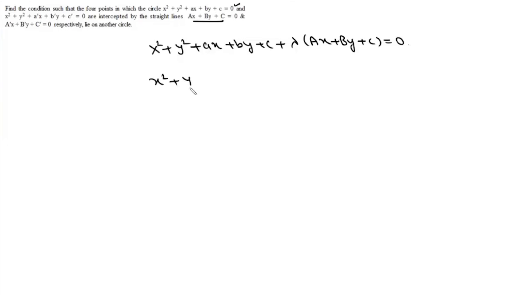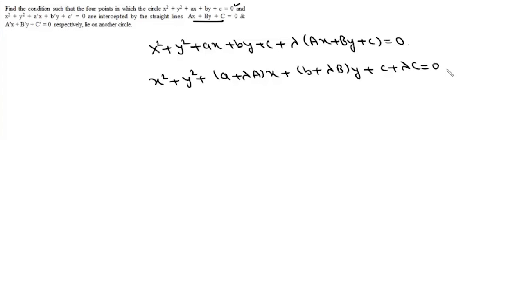So here this will be x square plus y square plus ax plus by plus c, plus lambda times capital A x plus capital B y plus capital C equals 0. We can also write this equation as x square plus y square plus (a plus lambda A) x plus (b plus lambda B) y plus (c plus lambda C) equals 0.